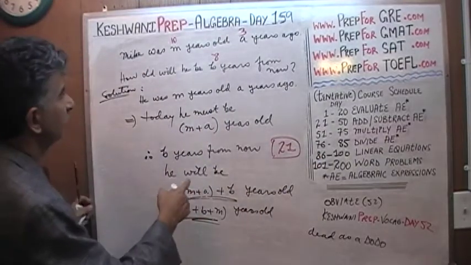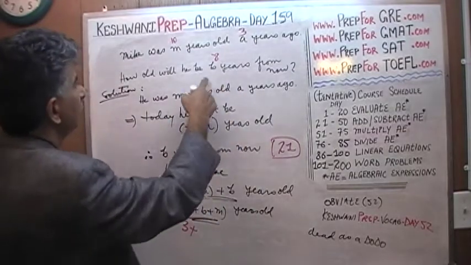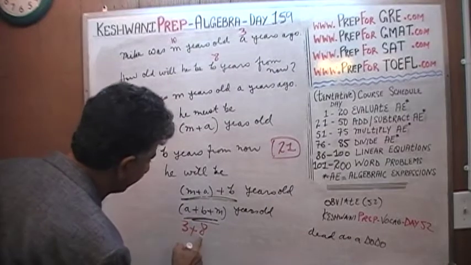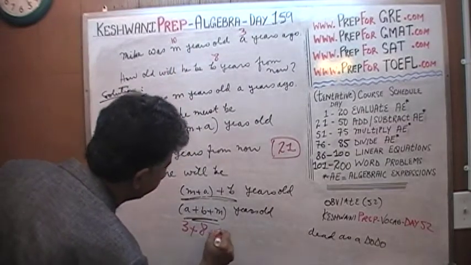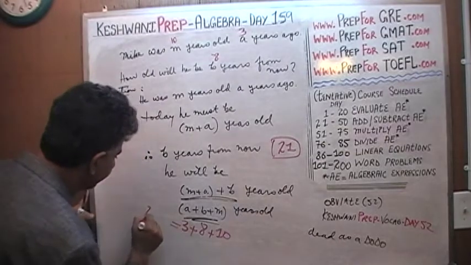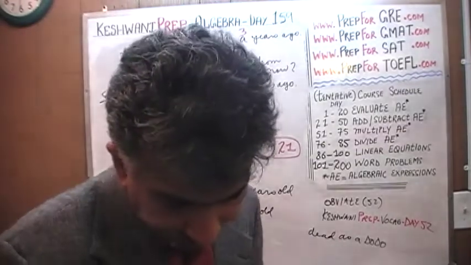It's the sum of these three numbers. A, which is 3, plus B, which is 8. 8 plus 3 is 11, plus 10, 21. Voila, that's it. That's all we have for today.